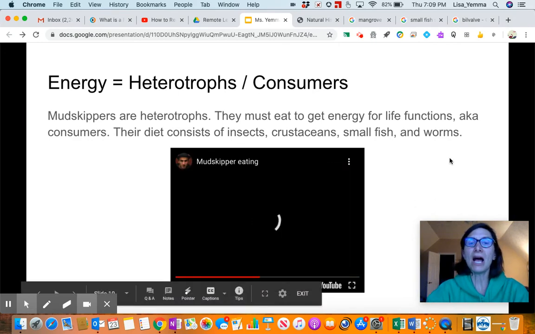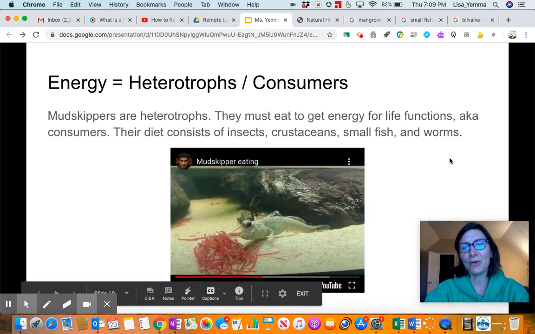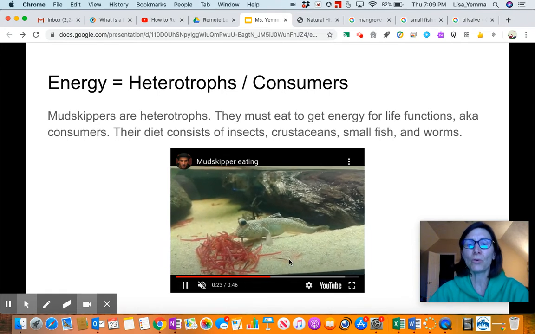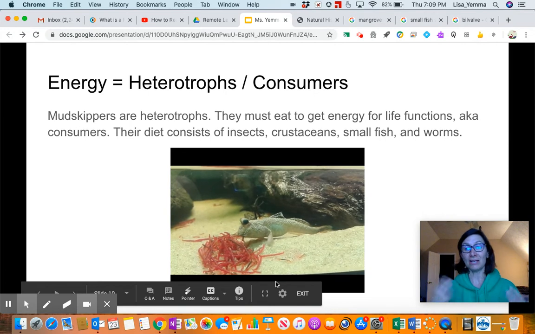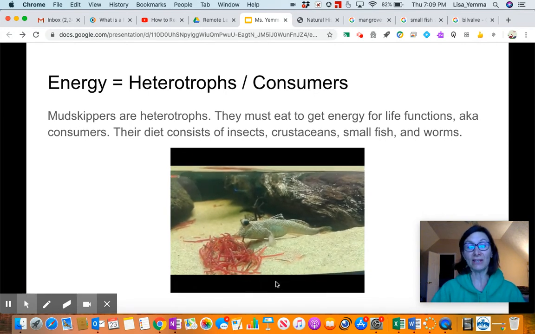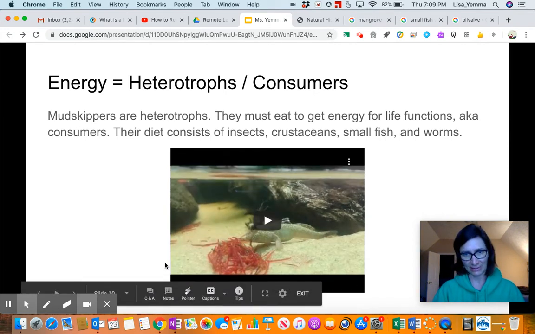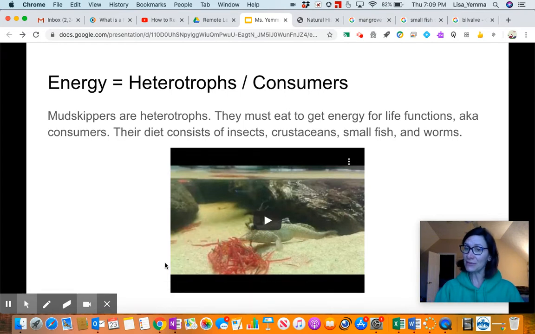So I found this mud skipper eating video, and it's not very great because, for one, it's in an aquarium. But again, scientists have not studied all of these organisms that you are studying. So if you're studying the lion, we have lots of data on the lion. If you're studying some yeast, we probably have lots of data on the yeast because of beer making and food making and all of those things. But some of you are studying some really obscure, cool things. And so you may not be able to find a video, totally okay.